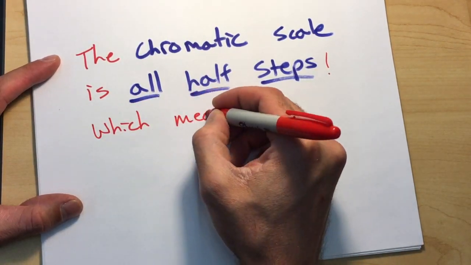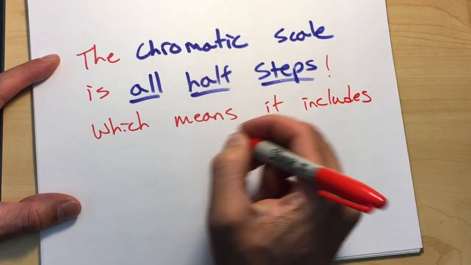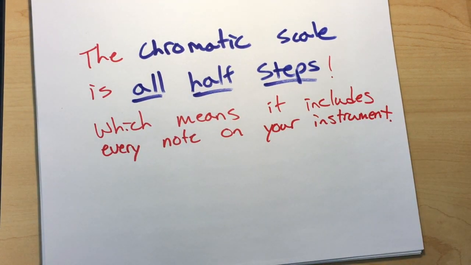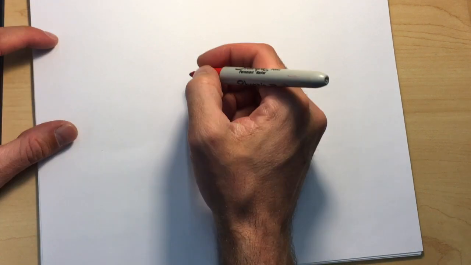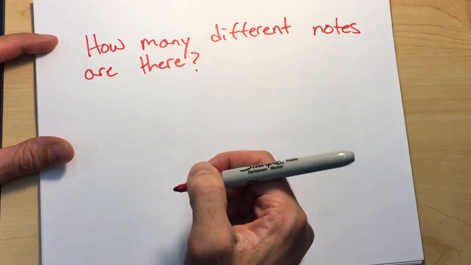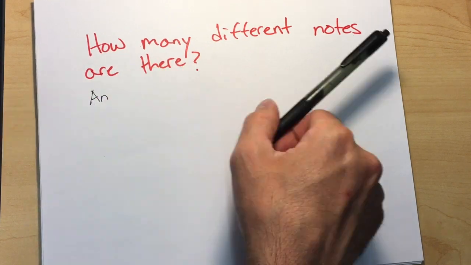Chromatic scale is all half steps. And a half step is the smallest interval that we deal with. So that means every note on your instrument is part of the chromatic scale. And that's why it's so important to know your chromatic scale. It's a measure of how well you know your instrument.